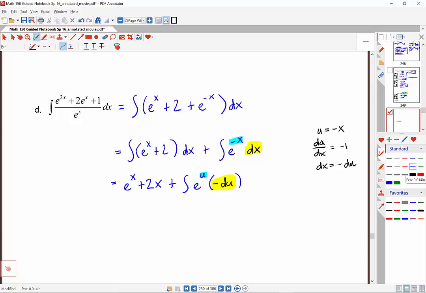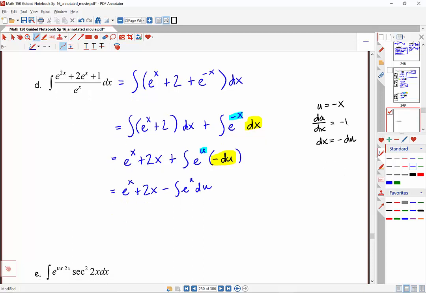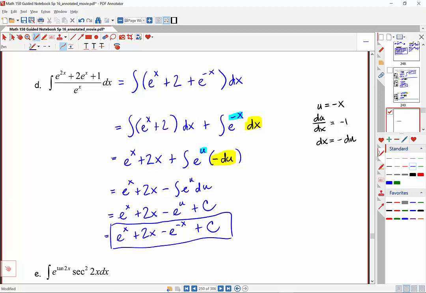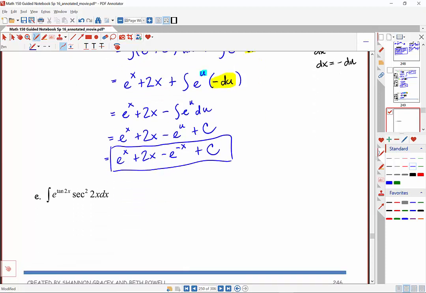Okay, so we'll have e to the x plus 2x minus the integral of e to the u du. So this will be e to the x plus 2x minus e to the u plus c, and we'll have e to the x plus 2x minus e to the negative x plus c. And you're all done. So there's a lot of different strategies a person uses with an exponential function.